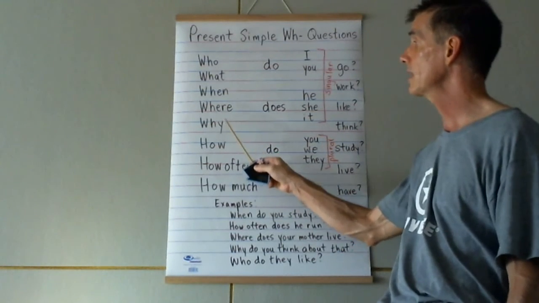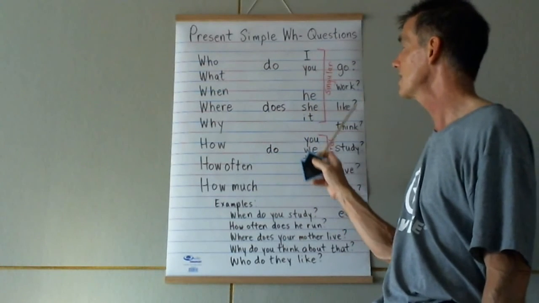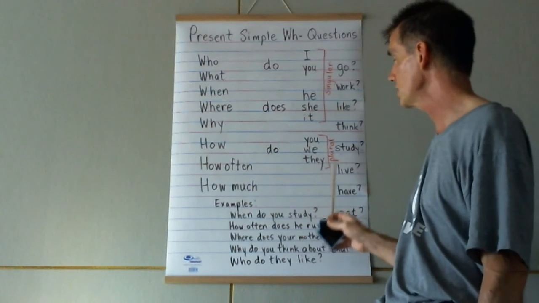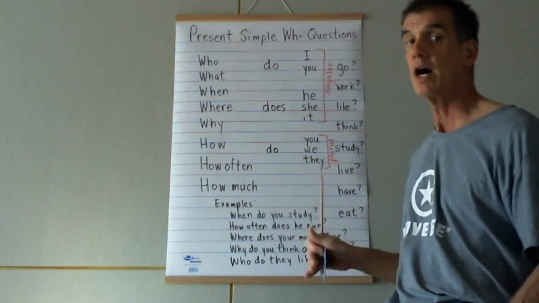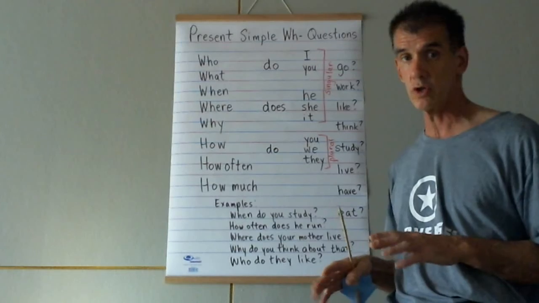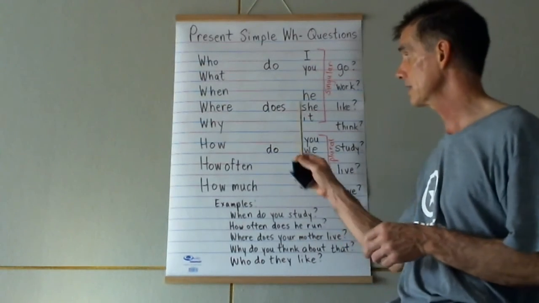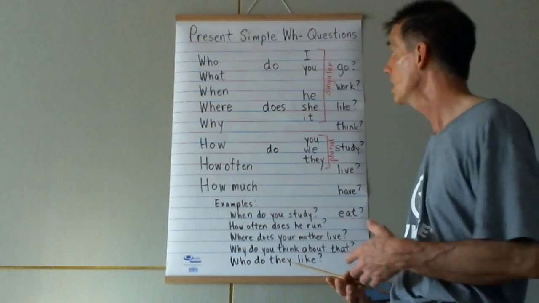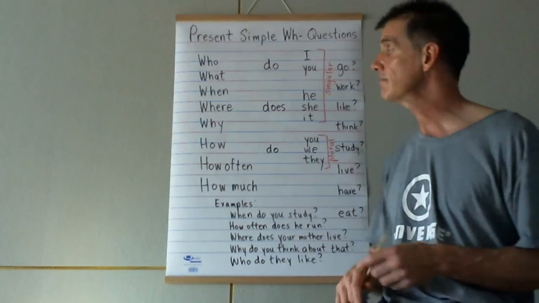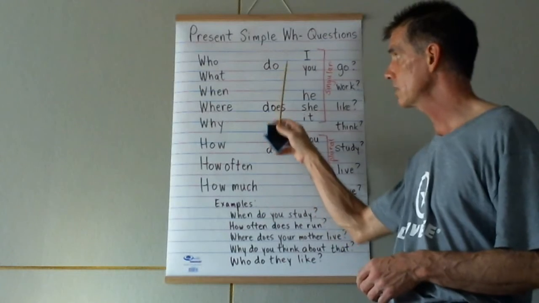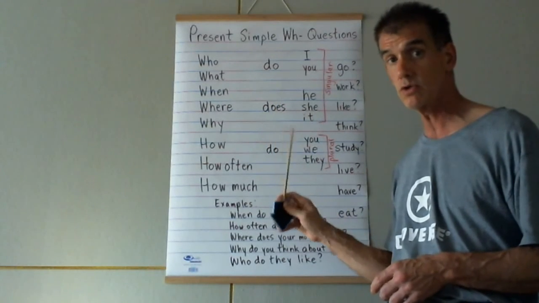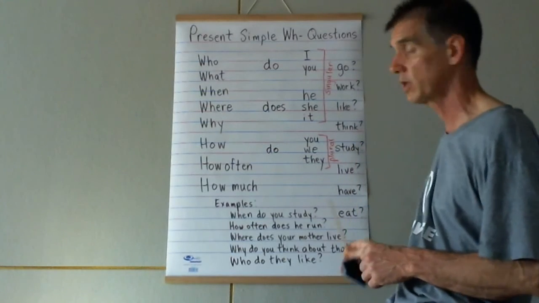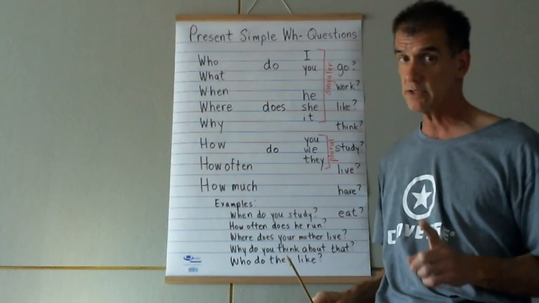So don't say where does he lives, or why does she studies, okay? I understand that if it's not a question, then you add s or es, like he lives in Chicago, or she studies in the evening. But if it's a question and you use does, then you do not add s or es to the verb here. But you do add it in the answer, okay?